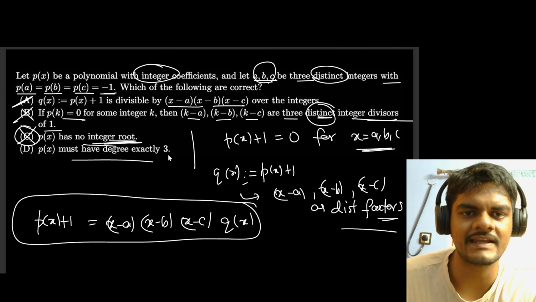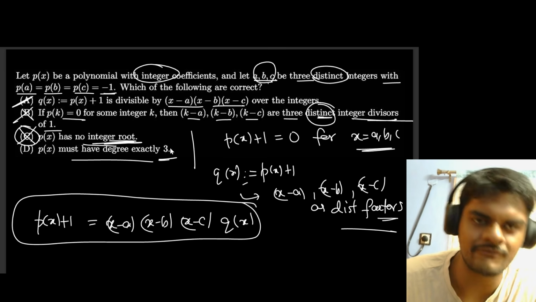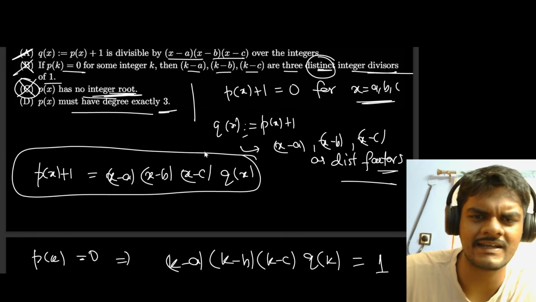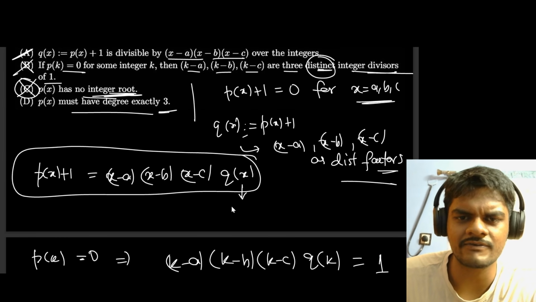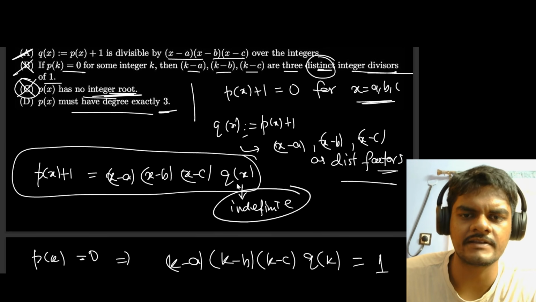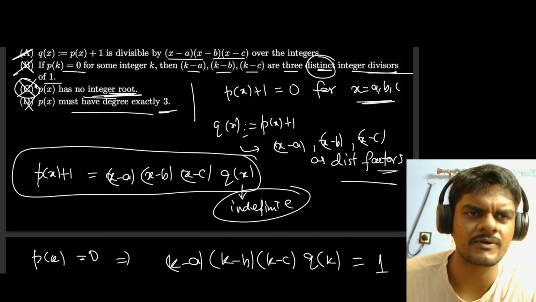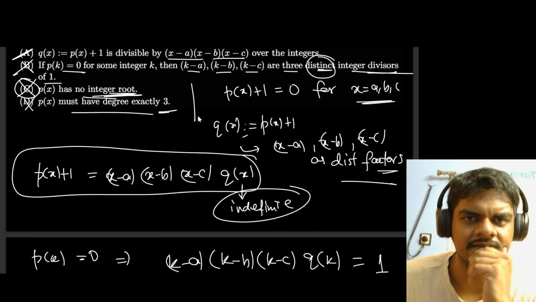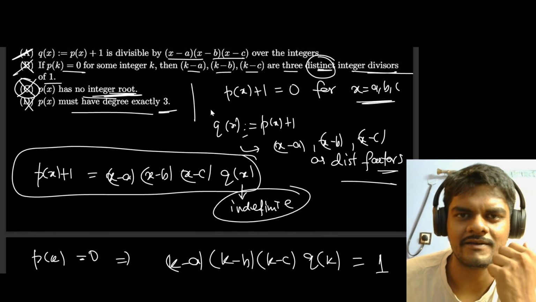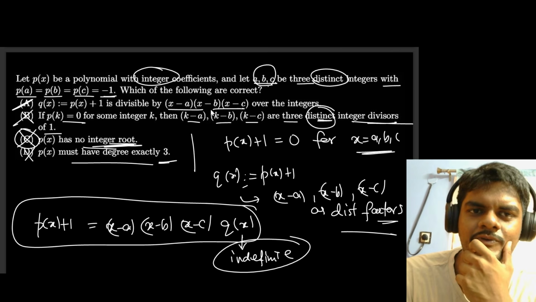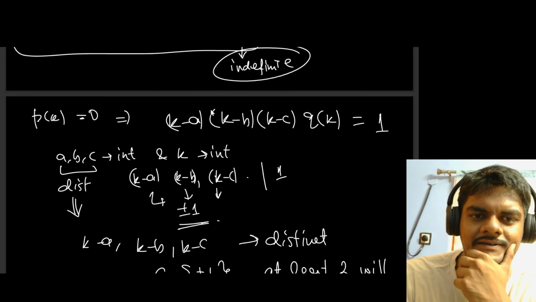P must have degree exactly 3. Again false, because obviously the degree of Q can be indefinite. We cannot determine this. So it is also wrong. So only option A is correct. This is such a good question, right? So I hope you found this interesting. Okay.